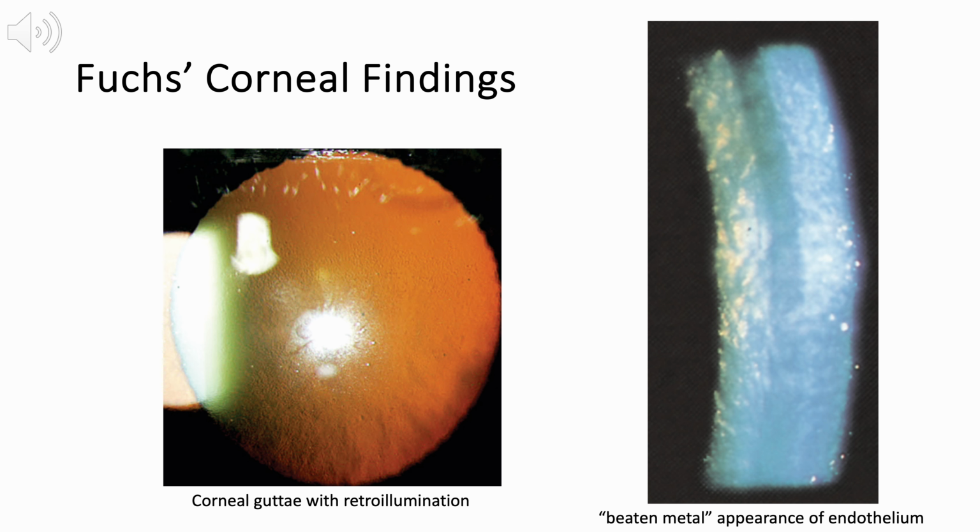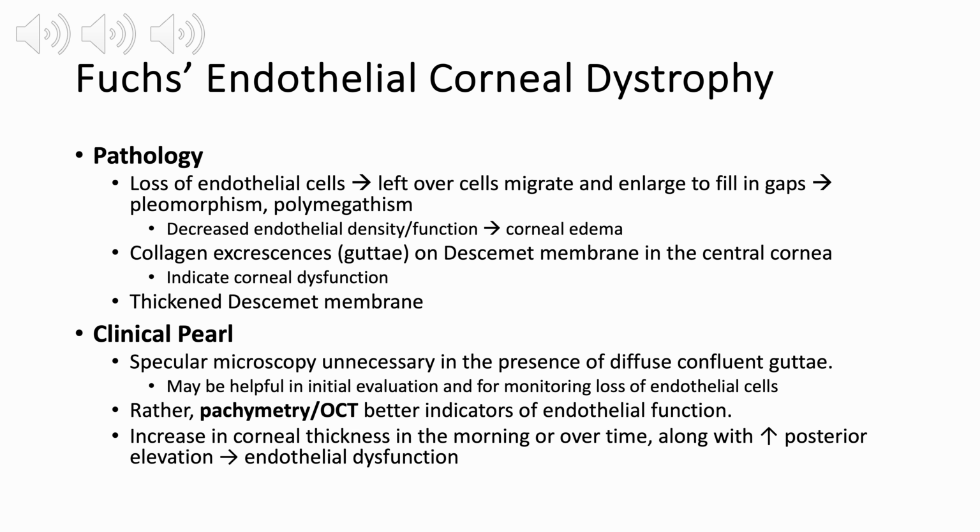As the condition advances, the endothelium begins to take on a beaten metal appearance, shown in the image on the right. This is due to the irregular reflection of light off the abnormal endothelial surface. In Fuchs, the underlying pathology is centered around endothelial cell loss.